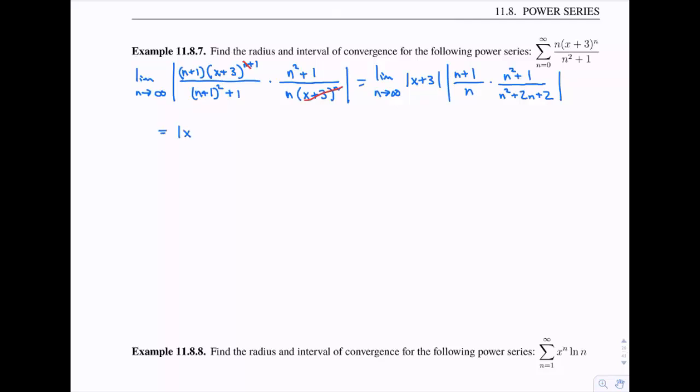And now we can see that this polynomial, my n squared plus 1 over n squared plus 2n plus 2, well, this should go to 1. And we can use L'Hopital's, or we can use Calc 1. So either way, you can see that this goes to 1. Right? So let's go ahead and just write it. This absolute value of x plus 3 should be, well, again, ratio test says we would want this to be less than 1 if we want it to converge.